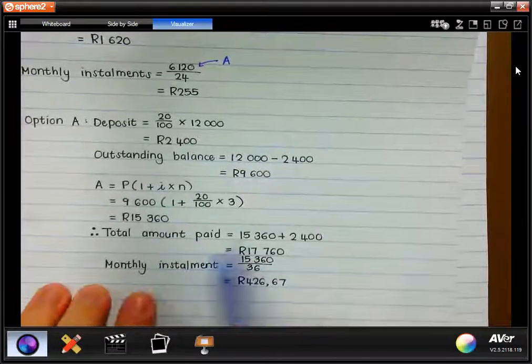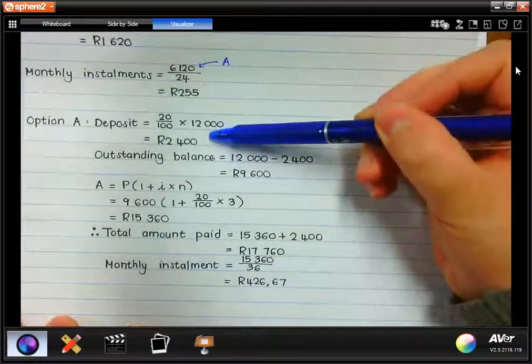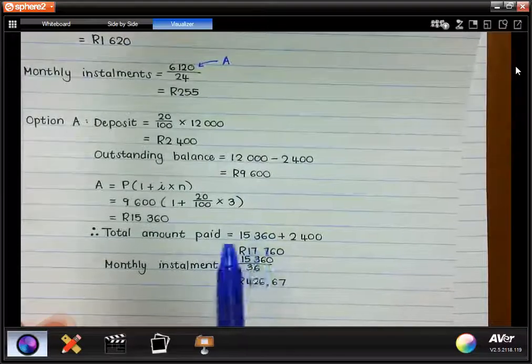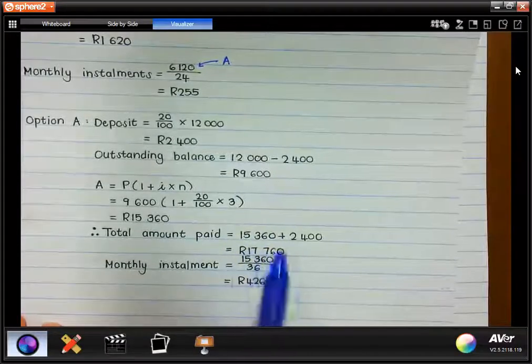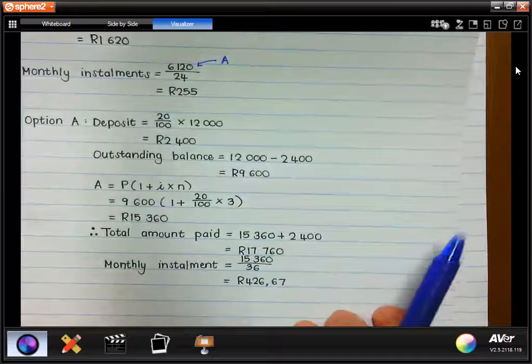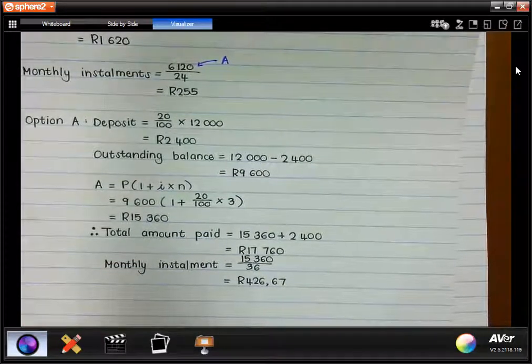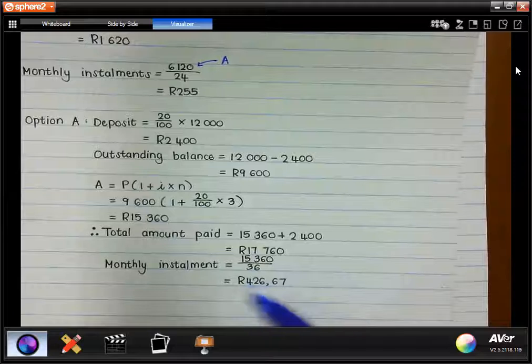So if we look at all the other stuff, in general, I think option A is not as good as option B, because firstly, you have to pay a bigger deposit. Then you're paying more in total, right? On option B, it was 17,500 that you're paying off in total. And you're also paying it off for longer. You're paying for 3 years, all right? But the monthly installment is less.